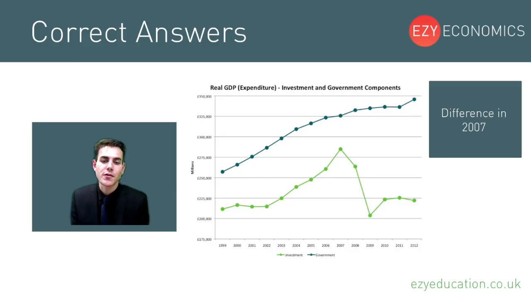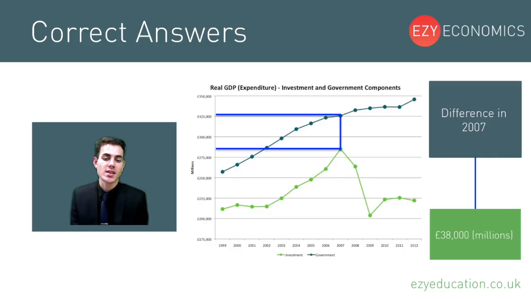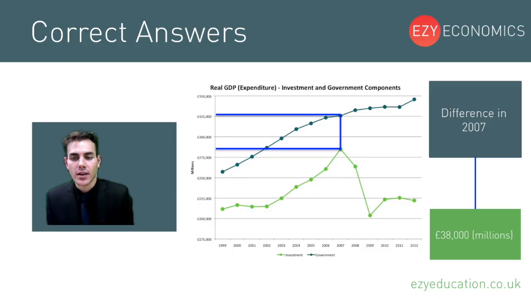Next statement is the difference in 2007. So now we need to do exactly the same, but now we need to take the difference in the year 2007, which is here. And if we read off those values and take the difference, we get £38,000 million, because for government expenditure, that's around about £325,000 million, but for investment, that's around about £285,000 million.